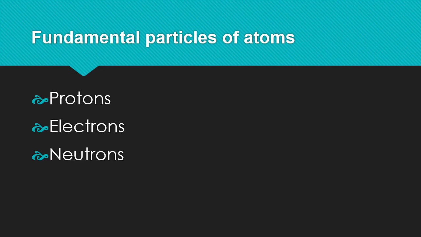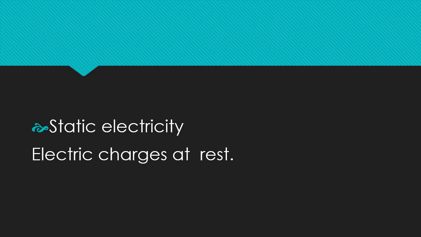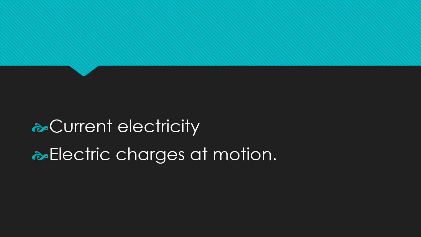Electricity is of two forms, static electricity and current electricity. Static electricity: electric charges at rest are called static electricity. Current electricity is electric charges in motion. In this chapter, we will learn about current electricity.